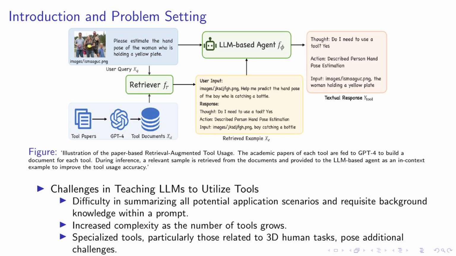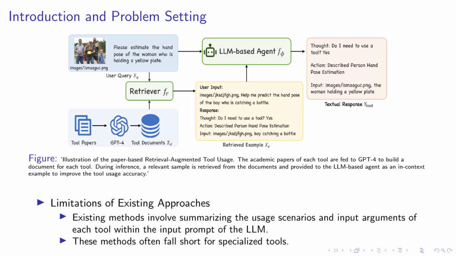It illustrates our proposed solution, a paper-based retrieval-augmented tool usage. Here, we feed the academic papers of each tool to GPT-4 to build a comprehensive document for each tool. During inference, a relevant sample is retrieved from these documents and provided to the LLM-based agent as an in-context example. This approach significantly improves the tool usage accuracy. In the following slides, we will delve deeper into how this mechanism works and the results we've achieved. Stay tuned.